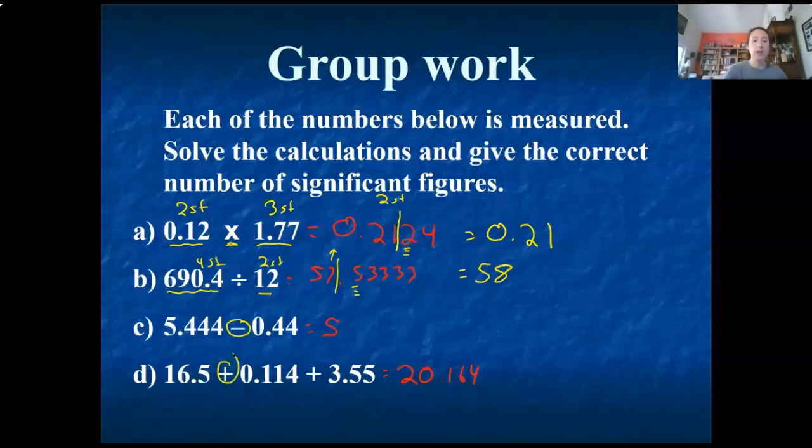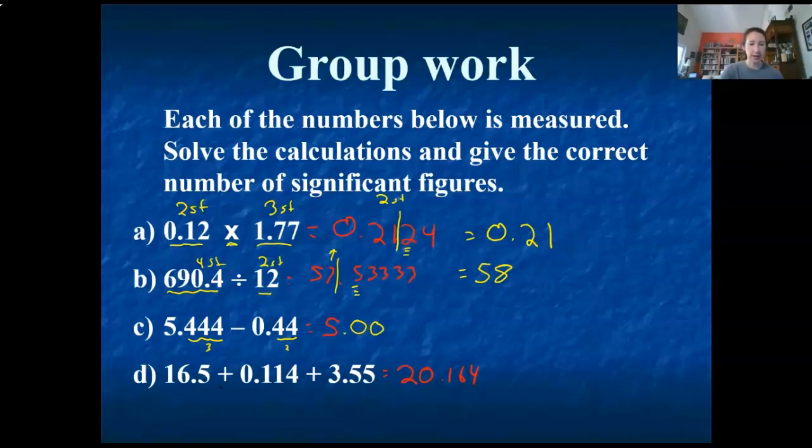Okay, let's try this. This is adding and subtracting, these next 2. So now I'm only going to look past my decimal place. This number has 3 digits past the decimal place. This number has 2 digits past the decimal place. Well, I only have a 5, but I have to have 2 digits past my decimal place. So it should be 5.00. Because again, when we're adding and subtracting, we're only looking past the decimal place.